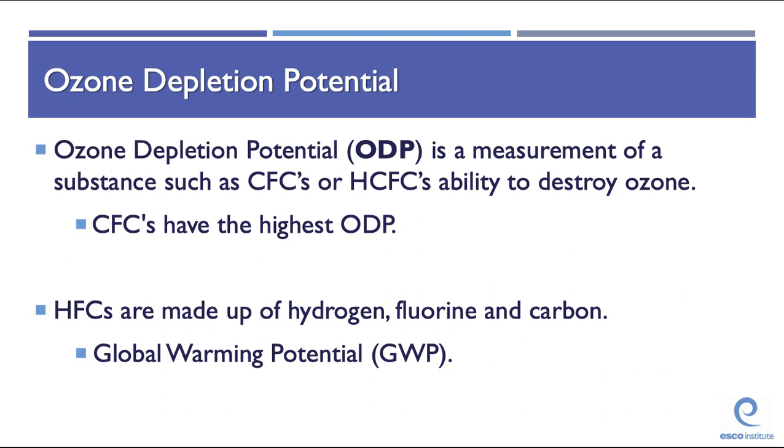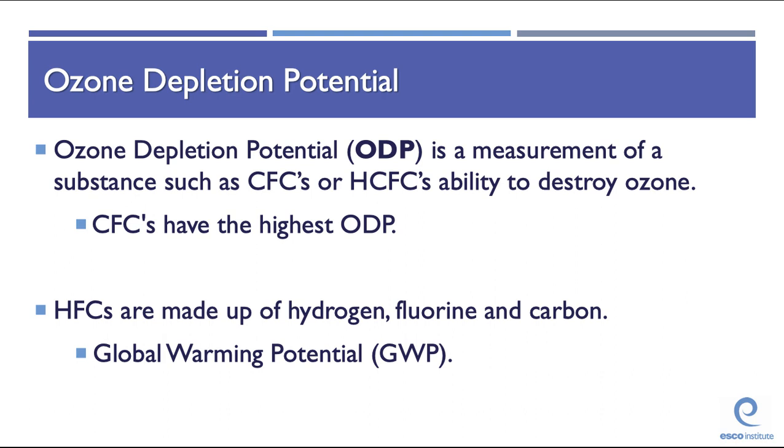Ozone depletion potential, ODP, is a measurement of substances such as CFCs and HCFCs' ability to destroy ozone. CFCs have the highest ODP. HFCs are made up of hydrogen, fluorine, and carbon. They do not contain chlorine that affects the ozone layer, but they do have a higher global warming potential.